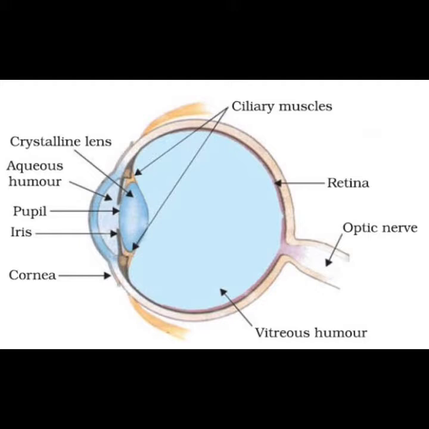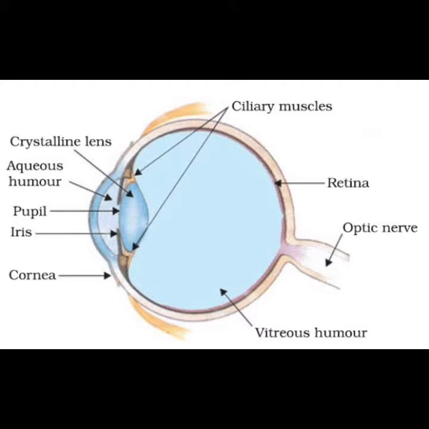The front part of the eye is called cornea. It is made of a transparent substance, and it is bulging out. The light coming from an object enters the eye through the cornea. The main function of the cornea is to protect the eye, but it also helps in focusing some light by its converging action. Just behind the cornea, there is the iris.